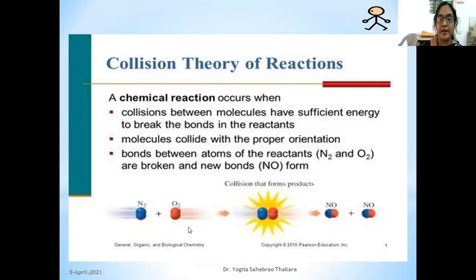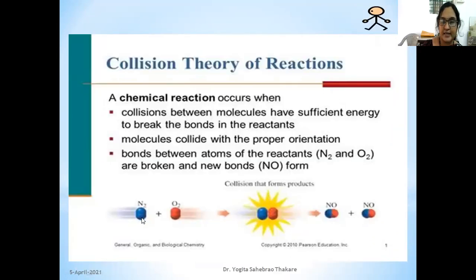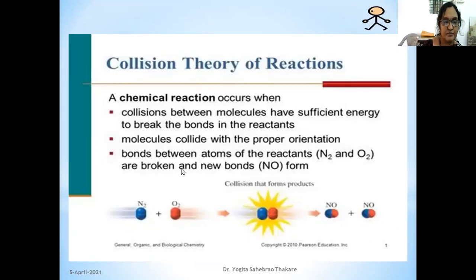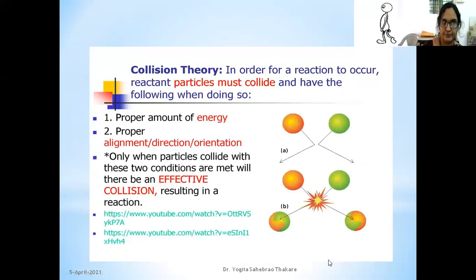And when will it happen? When the kinetic energy is sufficient to cross the energy barrier. Here you can see, this blue is nitrogen and red is oxygen. N2 and O2 collide with each other. This is the unsuccessful collision, and this is the successful collision. This N and this O collide, and there is a formation of NO and NO.